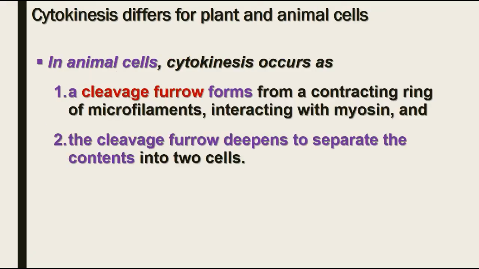In animal cells, cytokinesis occurs as a cleavage furrow forms. The cleavage furrow is formed by a ring of microfilaments that tightens or constricts in the middle. It's kind of like a drawstring on a pair of sweatpants. When you pull the strings, it gets tighter and tighter, and that's kind of what happens in the cleavage furrow. As the cleavage furrow deepens, it's going to separate the contents into two cells. Kind of like if you used a string to cut through a piece of Play-Doh or something like that.